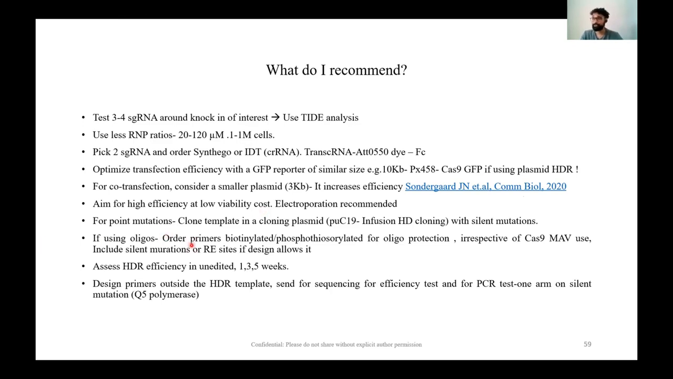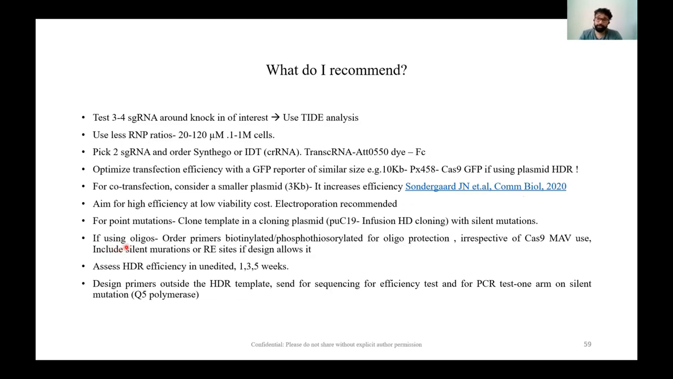For point mutation, I recommend that you clone your template in a cloning plasmid, which is generally pUC19, using a one-step cloning technique, at least using In-Fusion HD cloning, and always incorporate silent mutations because you do not want your guide RNA to go back and recognize the same spacer region and cleave again. So try to mutate your PAM, and try to mutate the silent mutation regions within your spacer region.